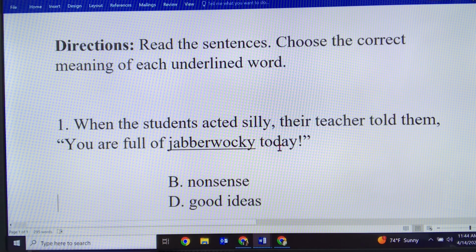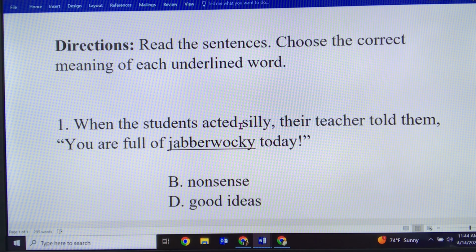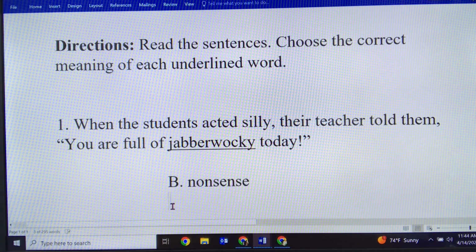It just doesn't make sense with the context. If it said the students were acting intelligent, or if it said the students were acting smart, then it would make sense to say they're full of good ideas. But that's not what the context says. The context says they're acting silly. And so good ideas does not make sense as a meaning for the word Jabberwocky.